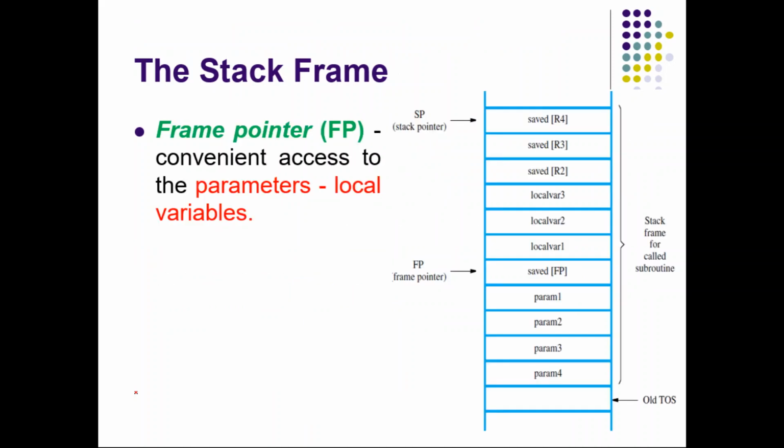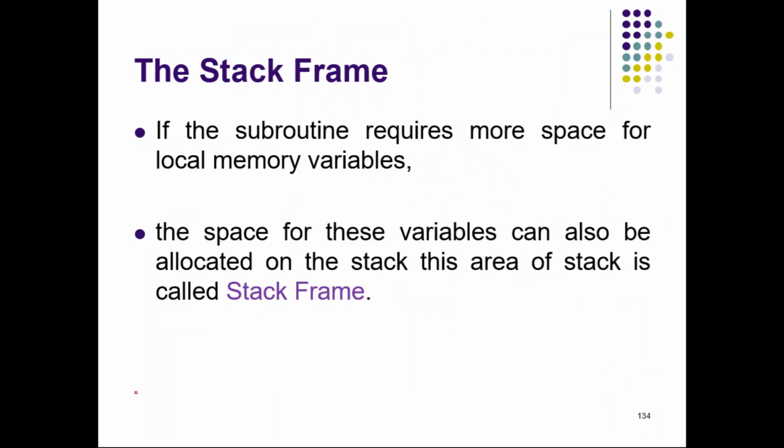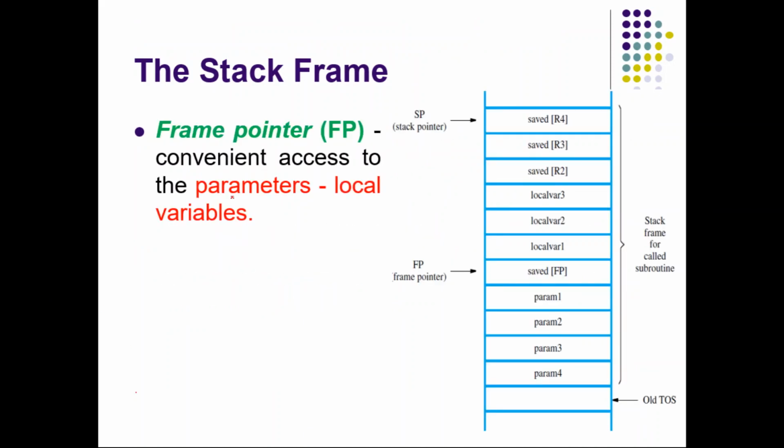So what is a frame pointer? The frame pointer provides convenient access to parameters and local variables that are pushed into the stack when control is transferred from the calling program to the subroutine. Apart from the stack pointer, we are going to use another pointer. This pointer is called the frame pointer. So why are we using the frame pointer?